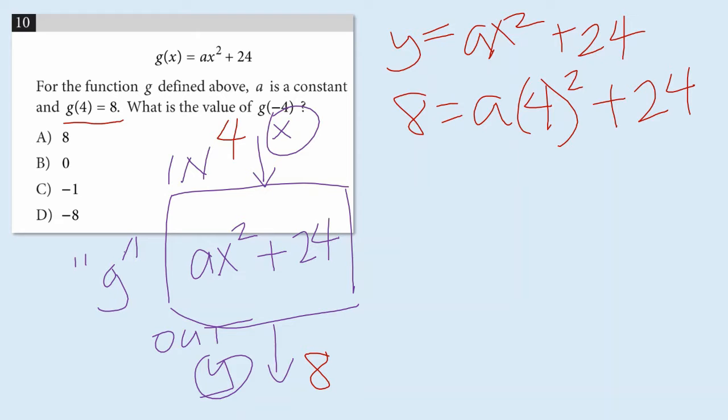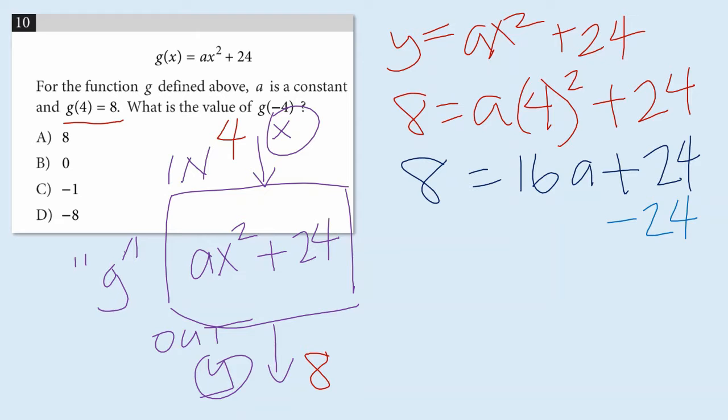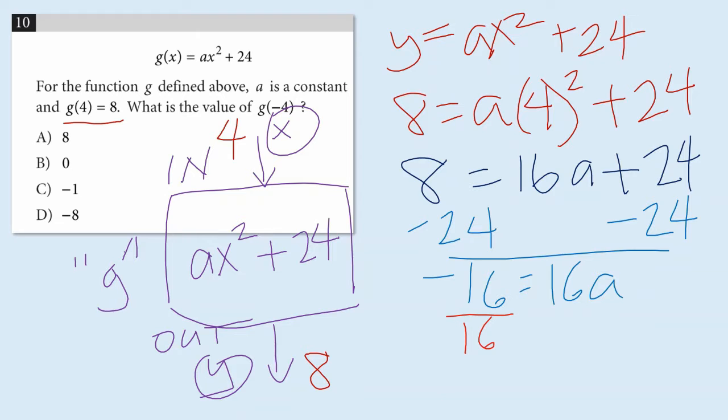All right, so far so good. And I'm going to solve for a. So I have 8 equals 16a plus 24. Next, I'm going to subtract 24 from both sides. I have negative 16 equals 16a, and I'm now going to divide both sides by 16. So I have a equals negative 1. So, bear with me here, a equals negative 1.